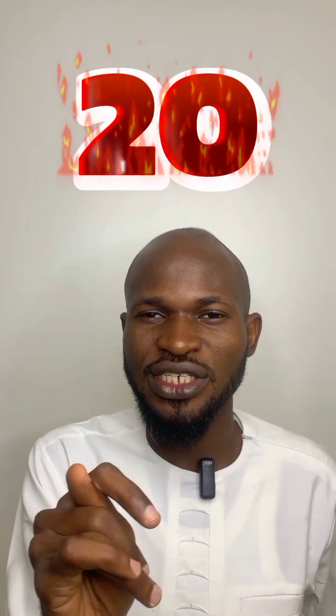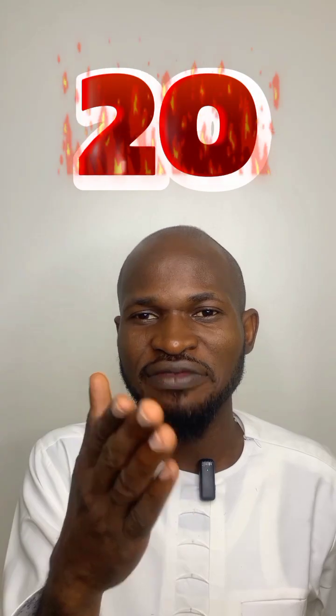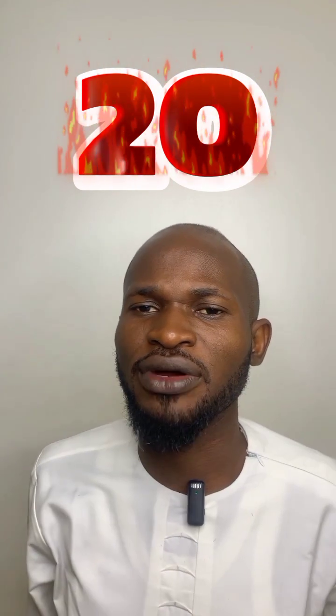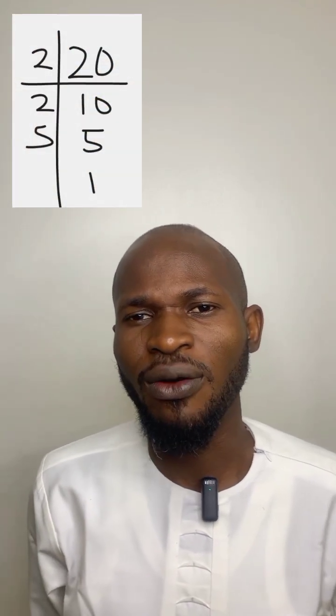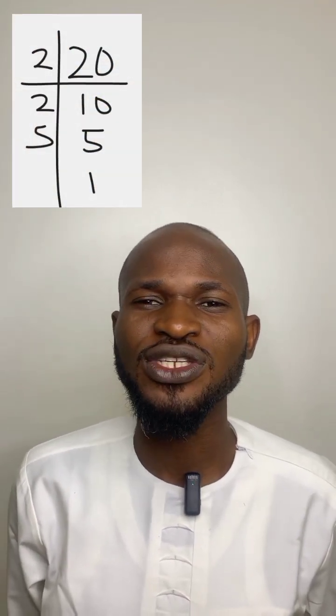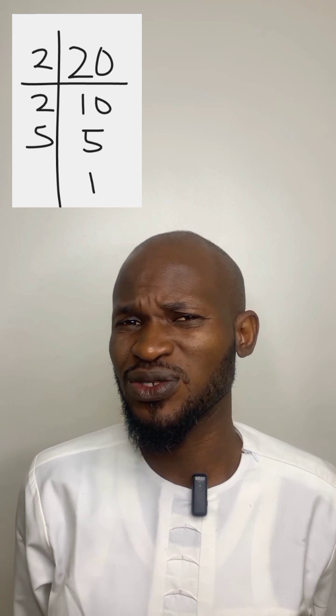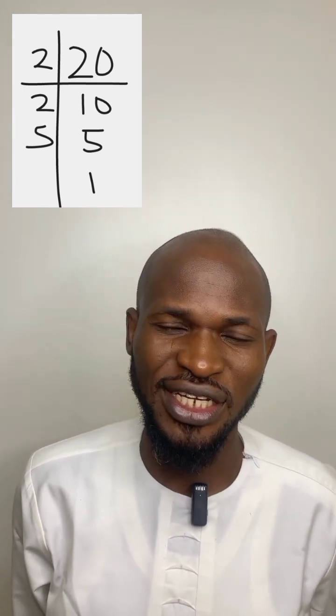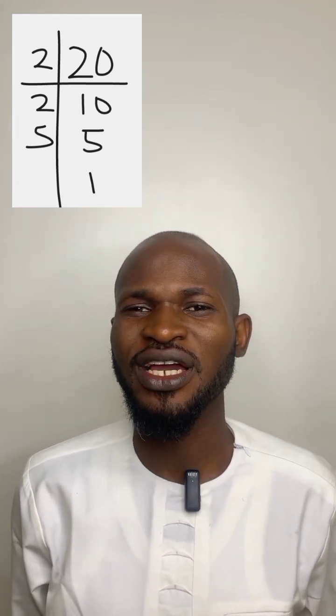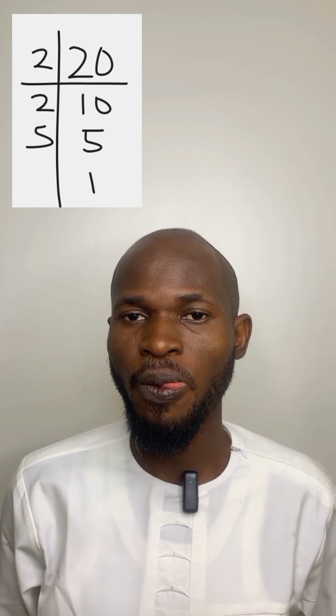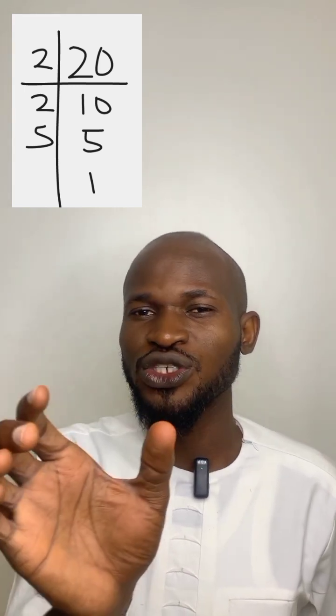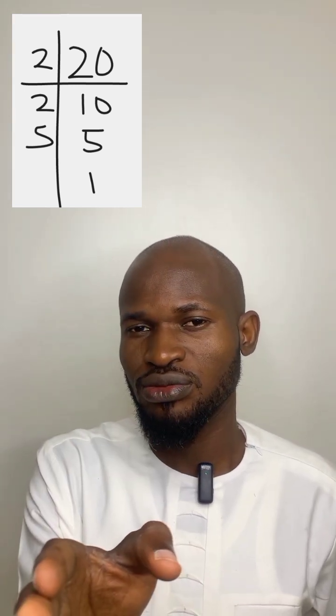Put down your 20, strike down, and then divide by what? The smallest prime number. And what's the smallest prime number? 2. Okay, so you can use 2 to divide 20 out. Now 2 in 20 is 10. Write down your 10. Can 2 still go into 10? Yes. 2 in 10 is going to give you 5. Wonderful. Can 2 still go into 5? No. So at this point, you have to dump 2.